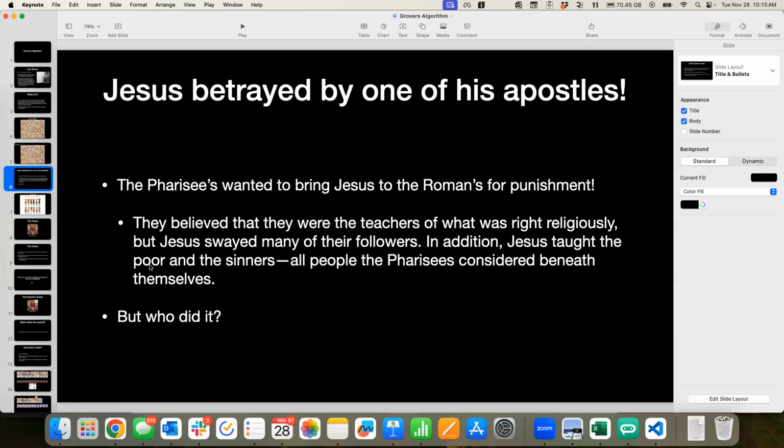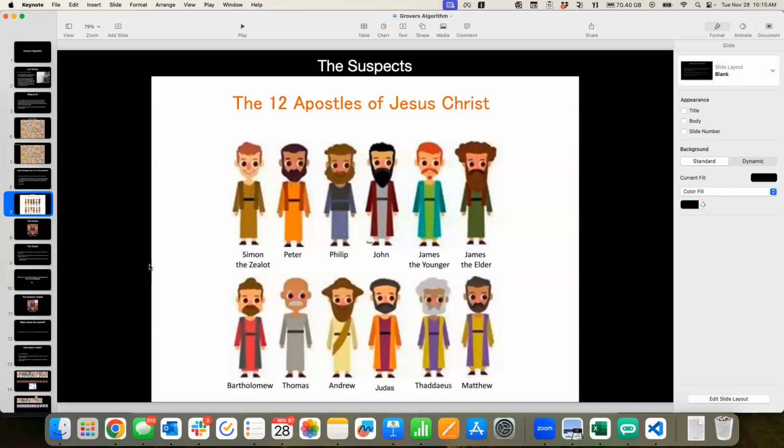So we're going to use Grover's algorithm to discover who betrayed Jesus, is the example. And I'll go through this reasonably quickly. I won't spend an hour on this, but just to give you an idea of a quantum algorithm, it's a little bit more understandable. So we initially have our list of suspects, right? These are the possible suspects.